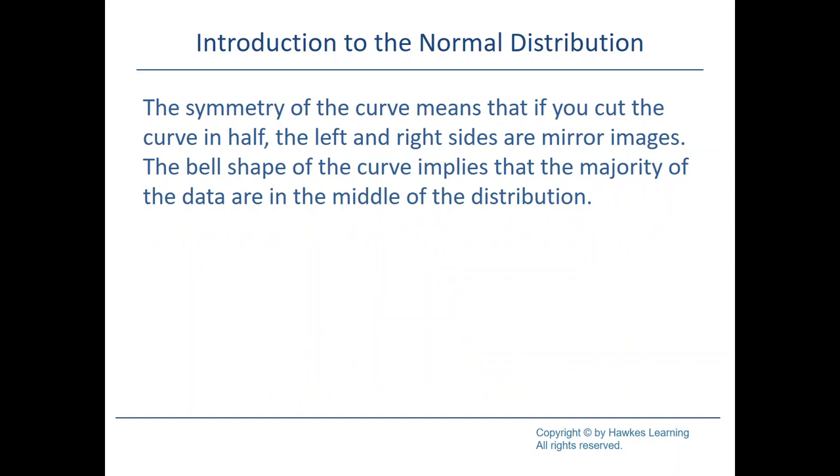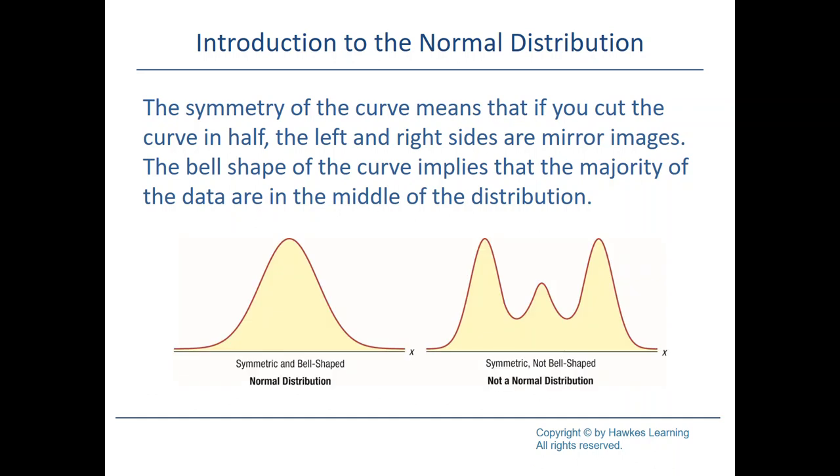Now, the symmetry of the curve means that if you cut the image in half, the left and right sides should be mirror images of each other. However, the bell-shaped curve implies that the majority of the data is in the middle. So we can still have symmetry, but not be a normal distribution. Normal distributions are going to be perfectly symmetrical, and all the data falls in the middle, as well as the mean or mode should be in the middle.